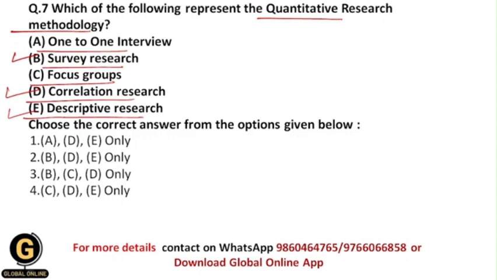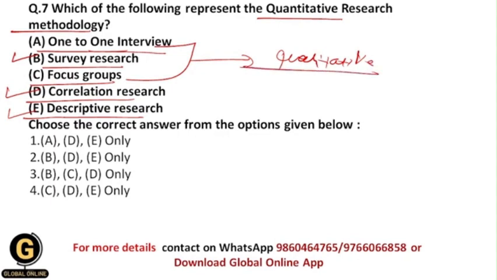because in these research processes we are going to collect numerical data, and based upon the numerical data we are going to formulate the hypothesis, and after all we are going to test the hypothesis by using statistical techniques, and finally we will get the results. But in one-to-one interviews and focus groups, we are not going to do such kinds of things, and these are basically qualitative research methodologies, not quantitative ones. That's why the correct answer to this question is the second, that is BDE only.